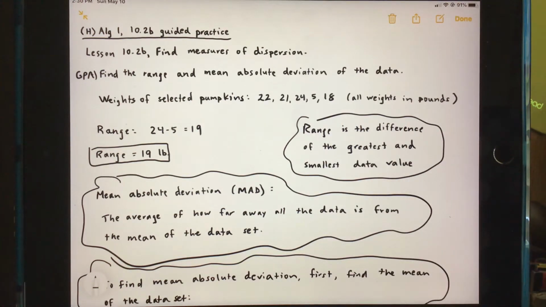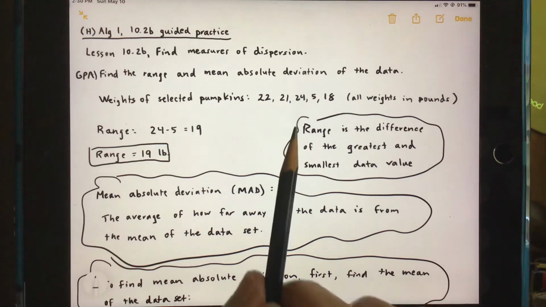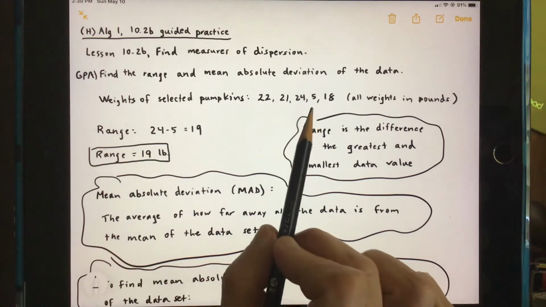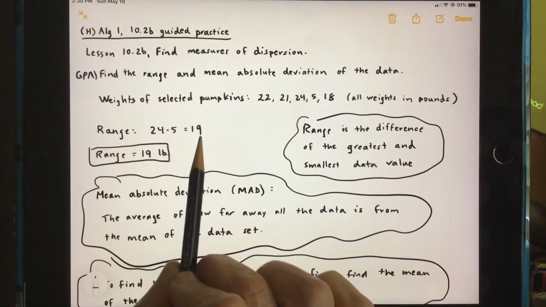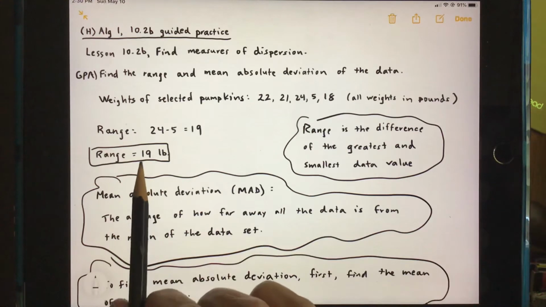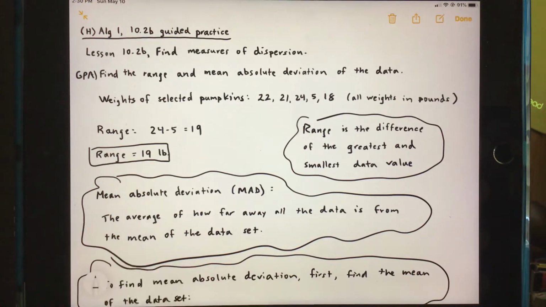To find the range, all we're looking at is how far apart the biggest and smallest numbers in this data set are. So we pick off the largest value, 24 in this case, and we subtract off the smallest value, which is 5. 24 minus 5 is 19. So the range of this data is 19, and it's representing pounds. The difference between the largest and the smallest value in your data set will give you the range. And it's one way to understand the spread of the data.